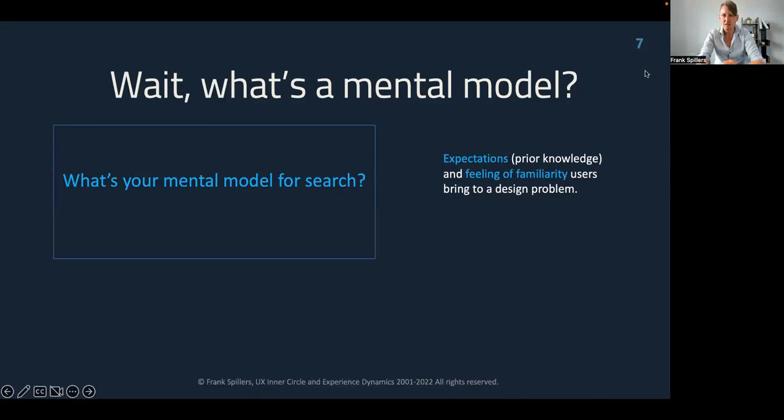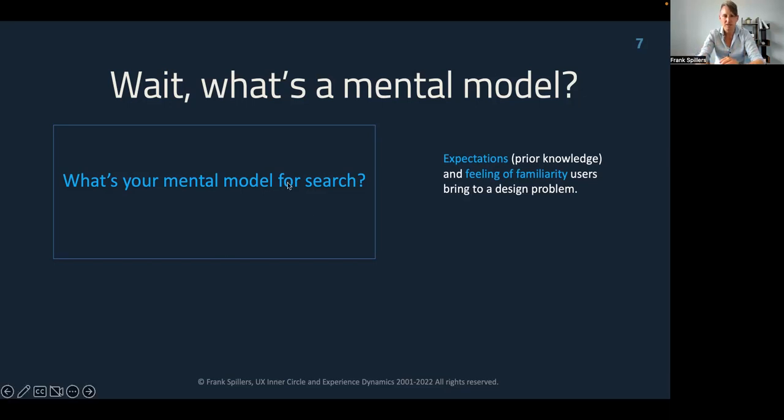Real quick again, what is a mental model? If you think of it as expectations or prior knowledge or the feeling of familiarity that a user brings to a design problem, it's really all their past expectations. And consistency helps, again, grease the wheels of the mental model.